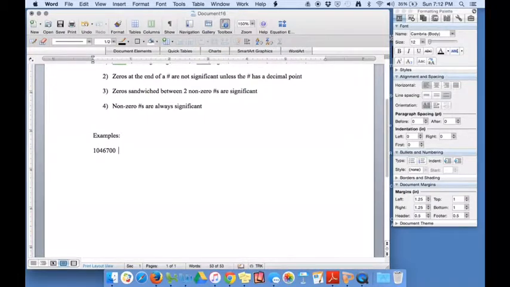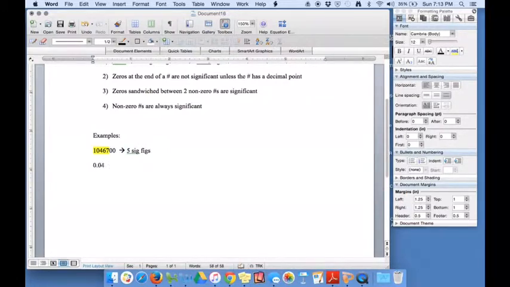So the first one we're going to do is 1046700. When we look at this number, the 1 is going to be significant because it's a non-zero digit. That's the same for the digits 4, 6, and 7. That 0 in between the 1 and the 4 is going to be significant because it's sandwiched, and those two zeros at the end are not going to be significant because they are at the end of a number with no decimal point. So we have 10467, which leads us to 5 sig figs.